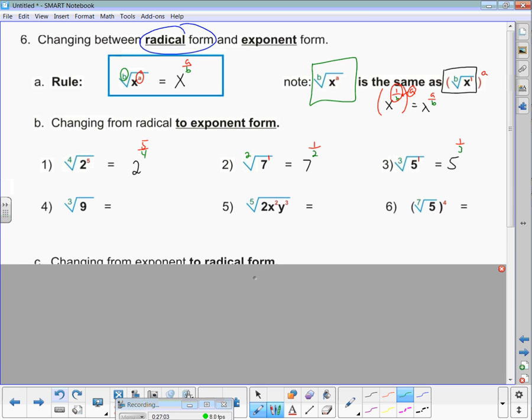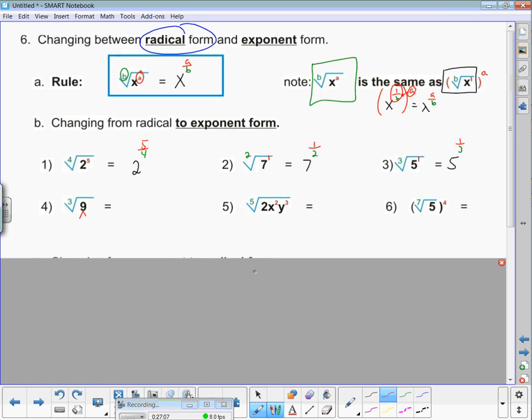All right, here's a few more. Number 4 is a little different because in reality, we can factor this 9 into a 3 times 3. So really our 9 becomes, I'll use my color here, a 3 squared. So now when we write it in exponent form, we get 3 to the 2/3, which is a more simplistic form than 9 to the 1/3.